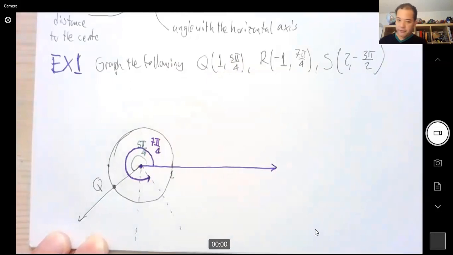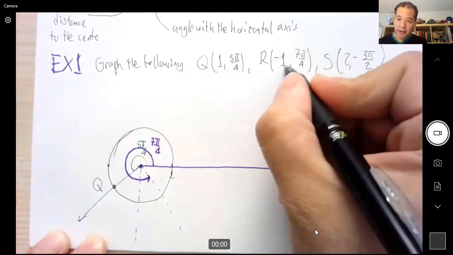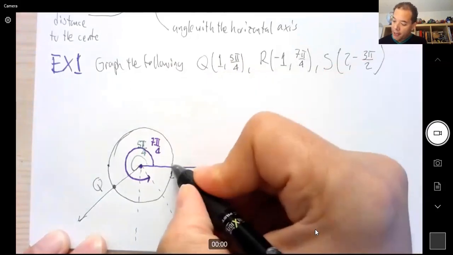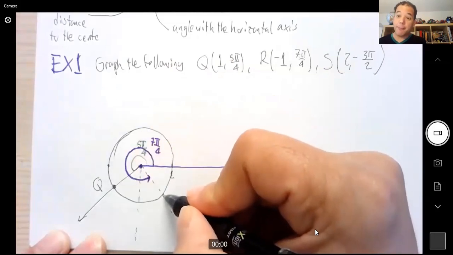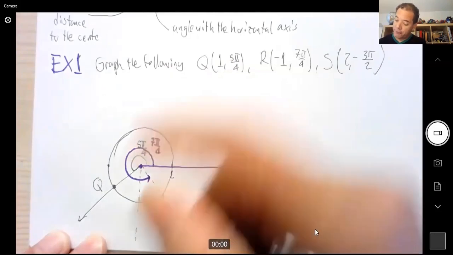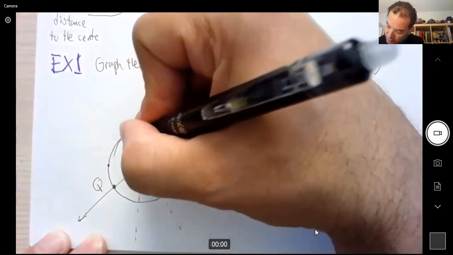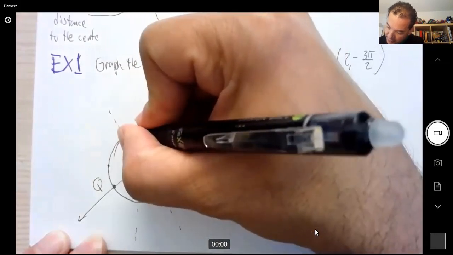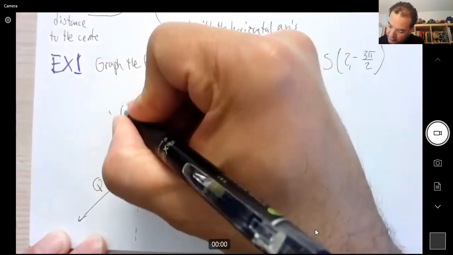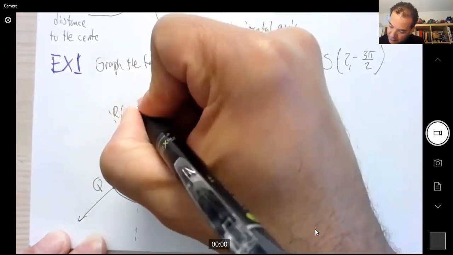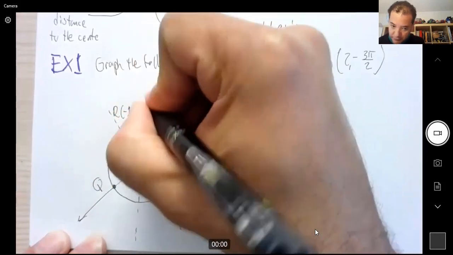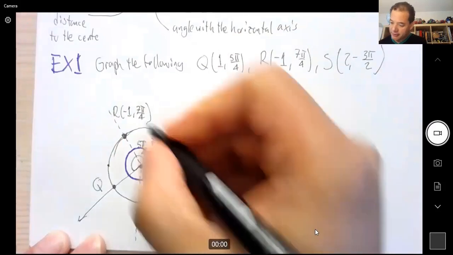Right? So had this been a 1, if this had been 1, 7 pi over 4, the answer would be this one. But because it is -1, we go in the opposite direction. So we need to go in the opposite direction. And we have this one. This is the point R, -1, 7 pi over 4. Okay, it's this one over here.